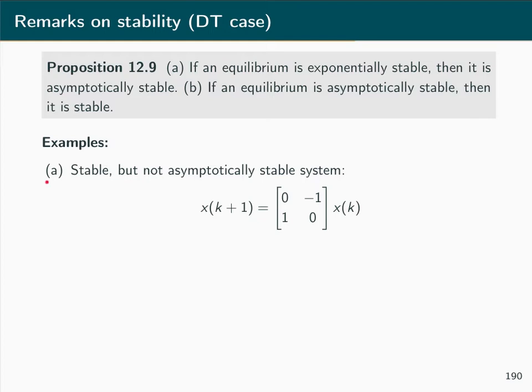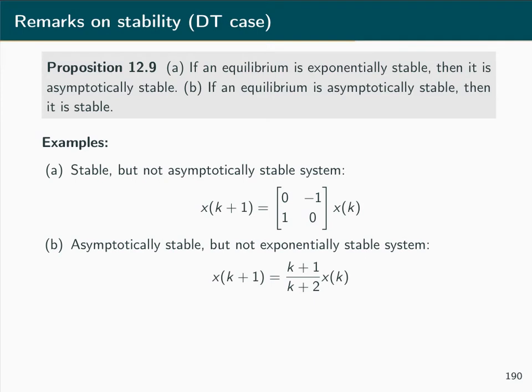So in case A, that there are systems which are stable but not asymptotically stable. An example of such a system can be found here. And in case B, that there are systems which are asymptotically stable but not exponentially stable. And an example of such a system is given here. Let's prove these claims for our two examples.